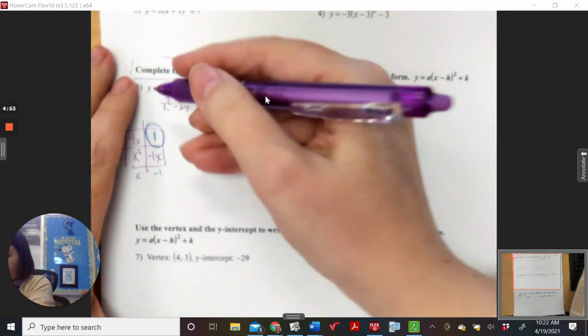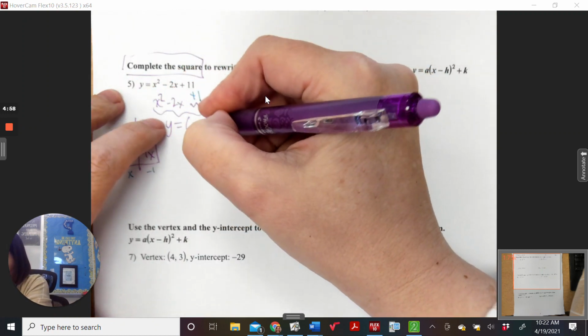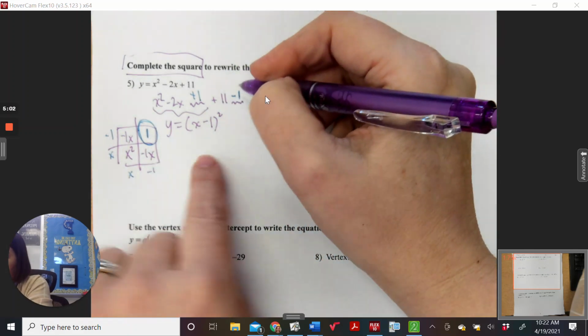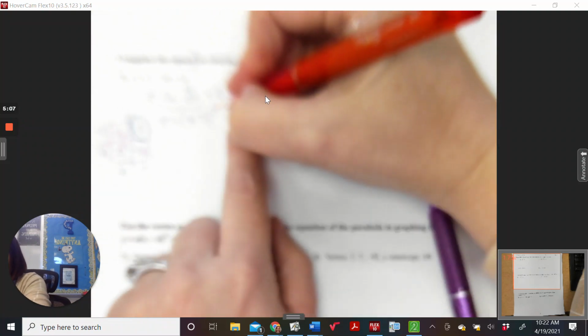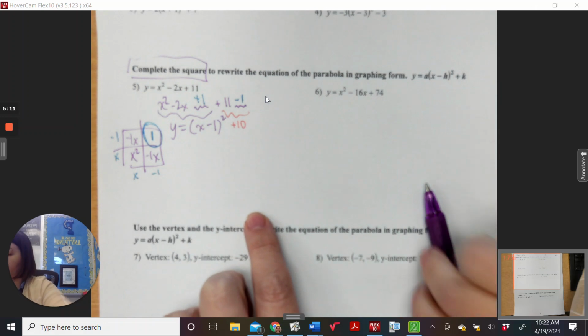This becomes y equals, this part becomes x minus 1 squared, the edges of my box. And then I just do the math here. This part becomes 11 minus 1, which is plus 10. And so that is my final answer.